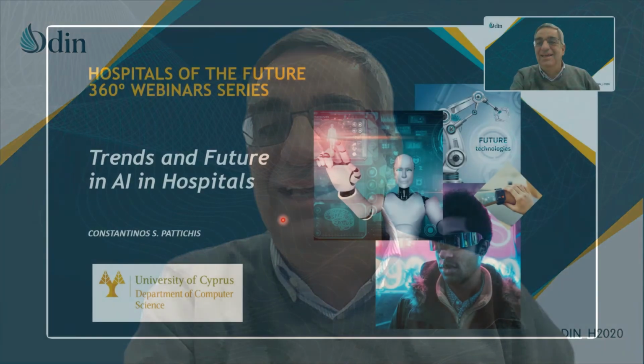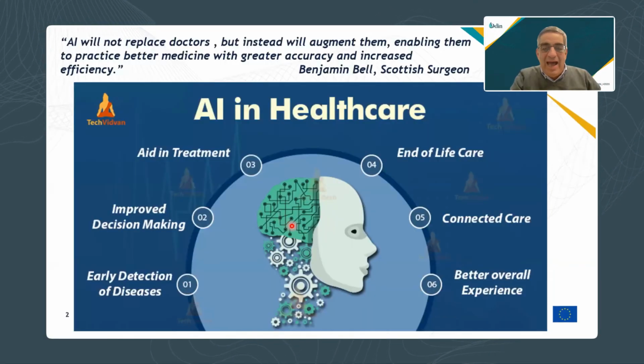Okay, thanks Sergio, thanks Dimitri for inviting me, and of course the talks by Anca and May greatly make my job easier. AI is everywhere in all phases of our medical and health cycle: early detection of disease, aid and treatment, a better overall experience. It should be highlighted, though, that according to Benjamin Bell, a Scottish surgeon, AI will not replace doctors, but instead will augment them, enabling them to practice better medicine with greater accuracy and increased efficiency.